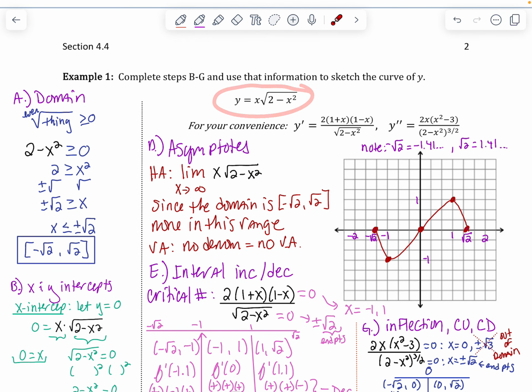So we're given a particular function, and for our convenience, the first derivative, which was a little complicated, and the second derivative are given to us, right? Otherwise, we would have had to take a product rule that also involved a chain rule. First thing we always want to find is the domain.